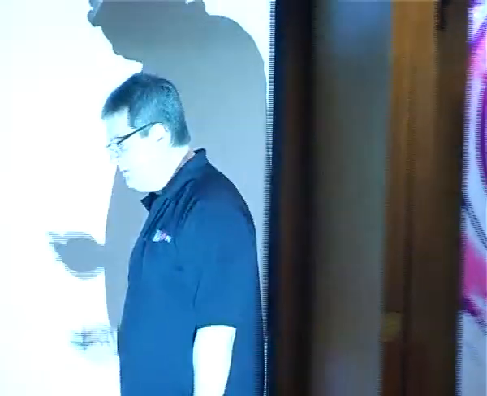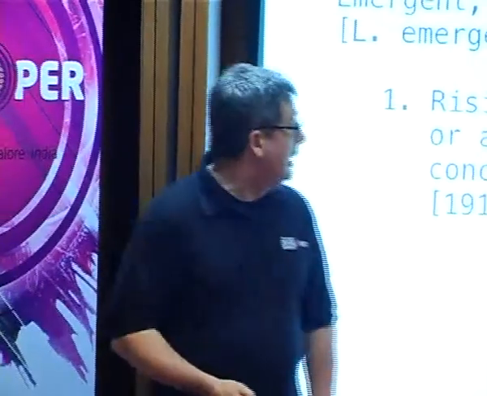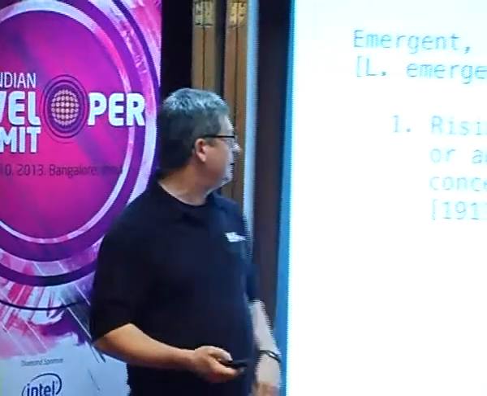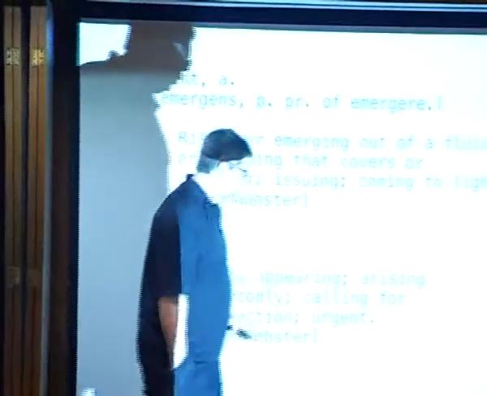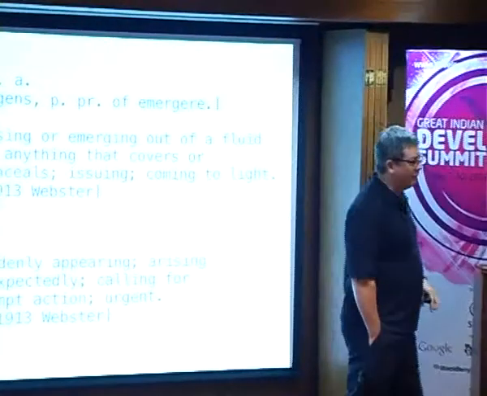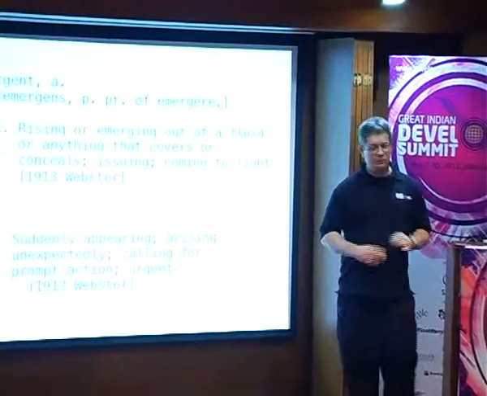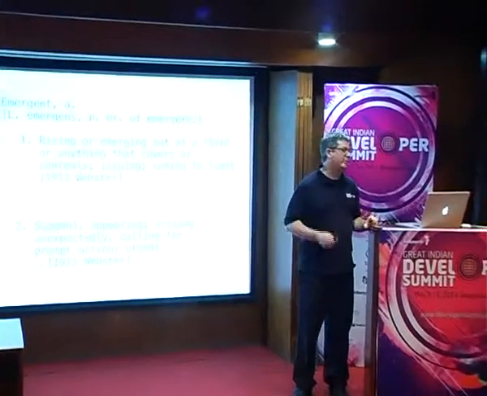And I should probably give you a definition here. Something that is emergent, according to Webster's dictionary, is something that rises or emerges out of something that covers or conceals it and comes to light. The second definition is something that suddenly appears or rises unexpectedly and calls for prompt action or urgency. There are two definitions of emergent here, and this loosely corresponds to the two main aspects of emergent design that I'm going to talk about in this talk.